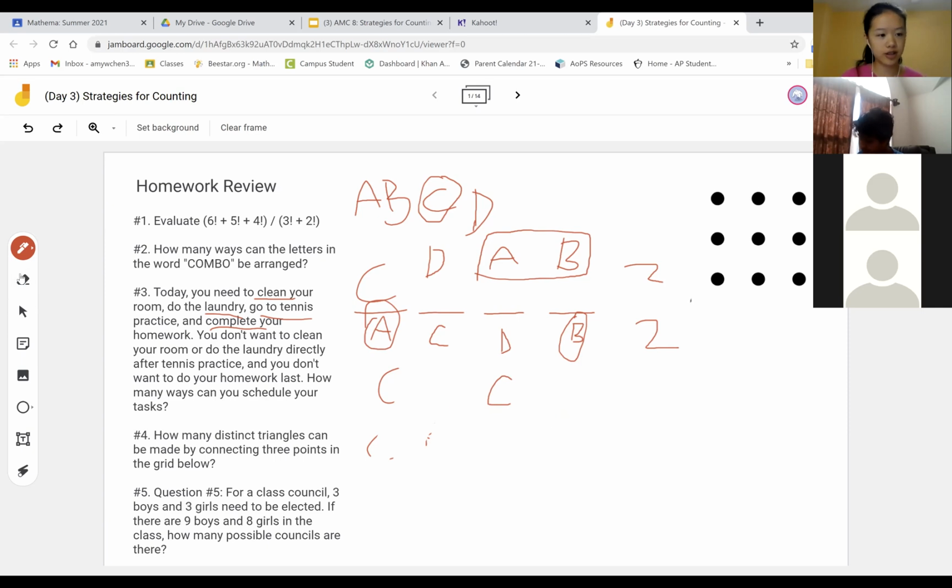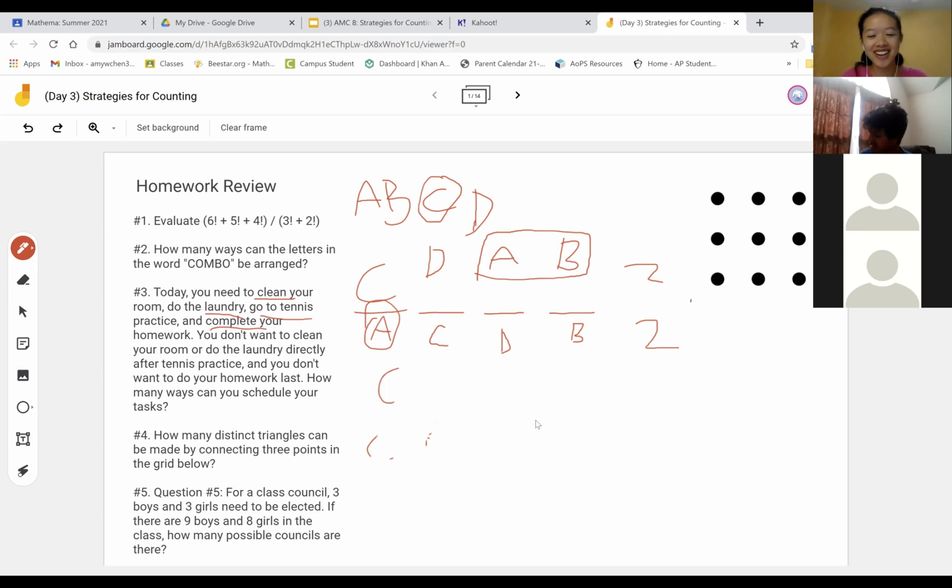So for this case here, let me erase this. For this case, D can be here with A and B flipping around here. Or D can be here. Wait, what? I'm sorry, correct me if I'm wrong. I keep forgetting. I told you my brain's not working today.